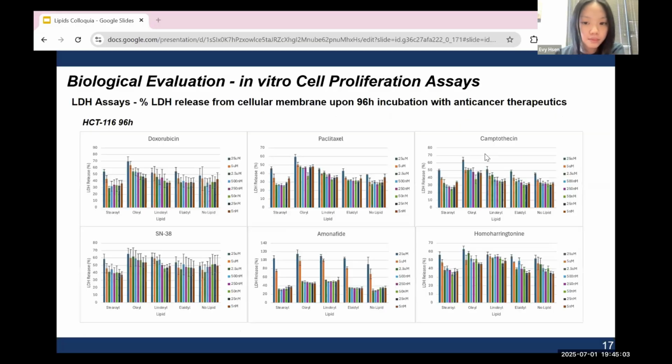plates. Next slide. We drugged the human colorectal cancer cell line HCT116 with our 6 selected anti-cancer therapeutics, and we ran an LDH assay to observe the percentage of LDH released when the drugs were co-delivered with our tripod lipids. As you can see, the percentage of LDH release in the presence of lipids generally did not increase much in comparison to the no lipid control.